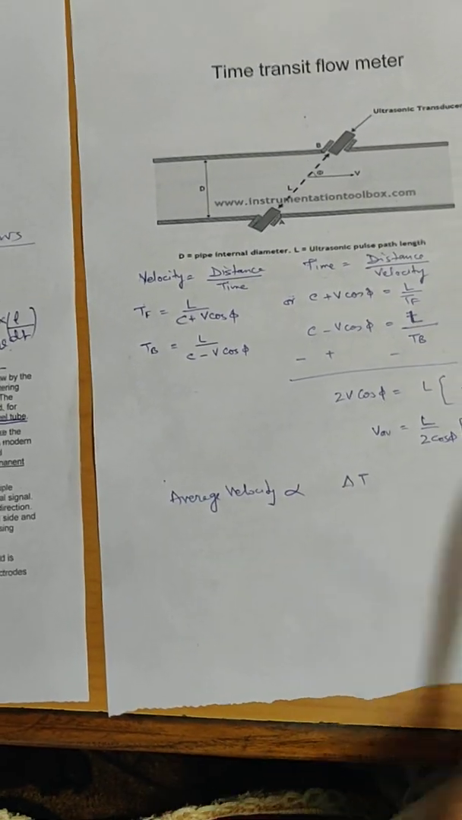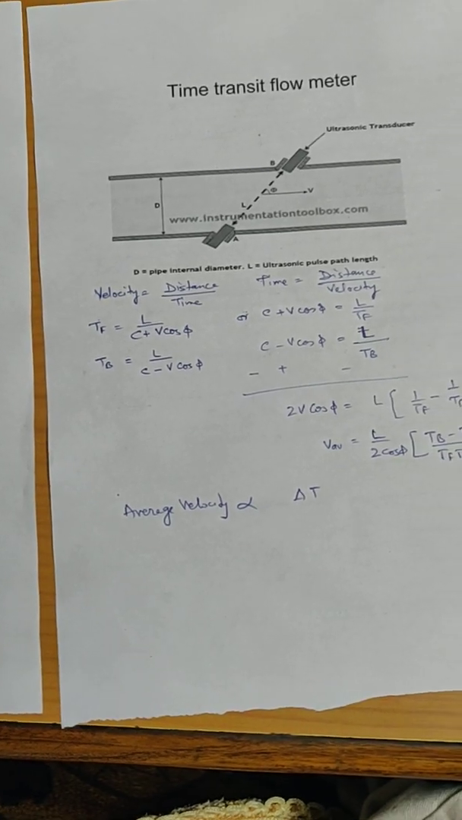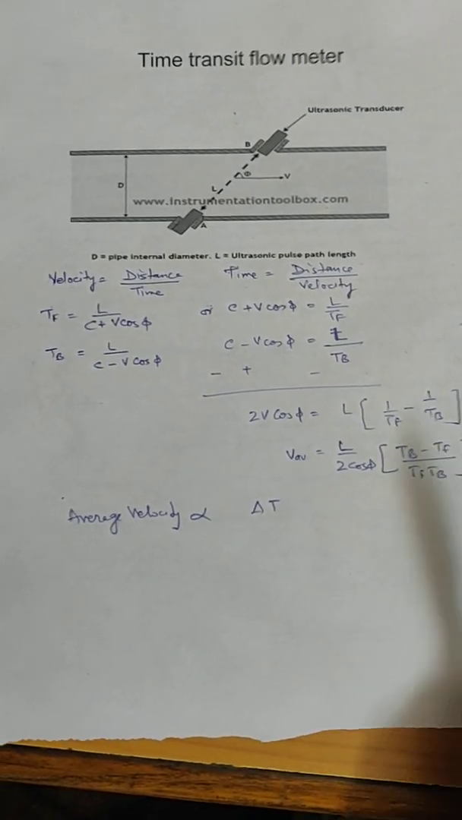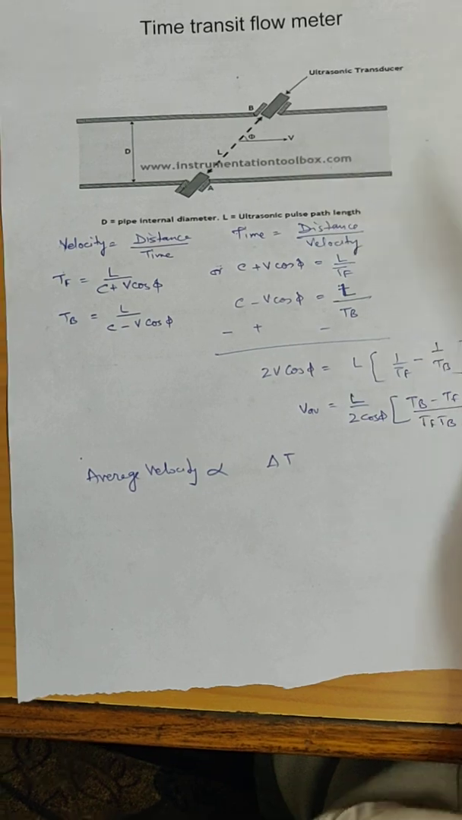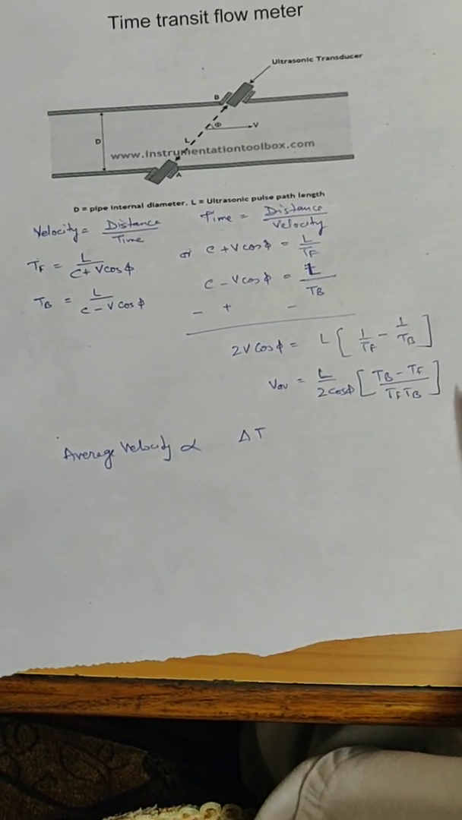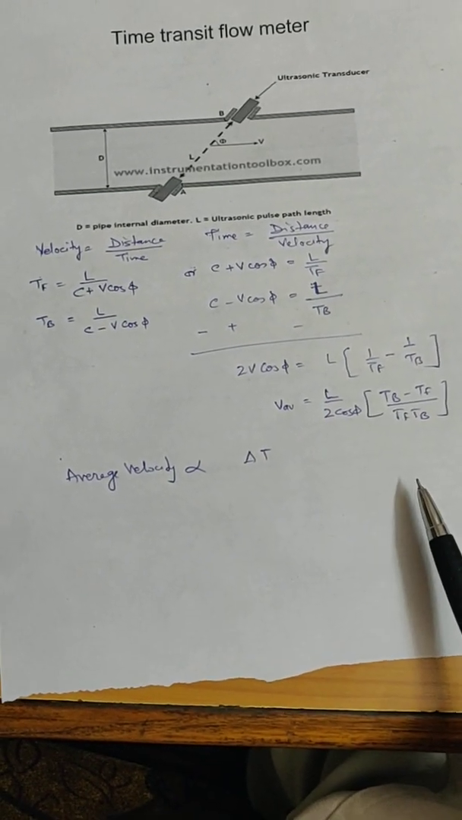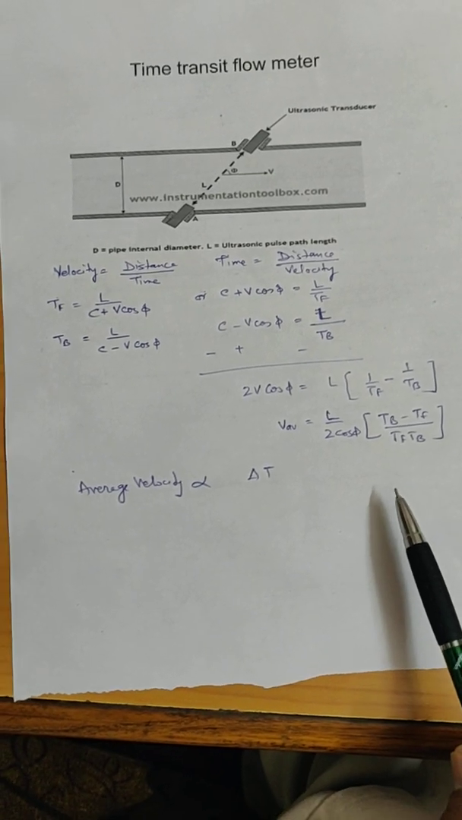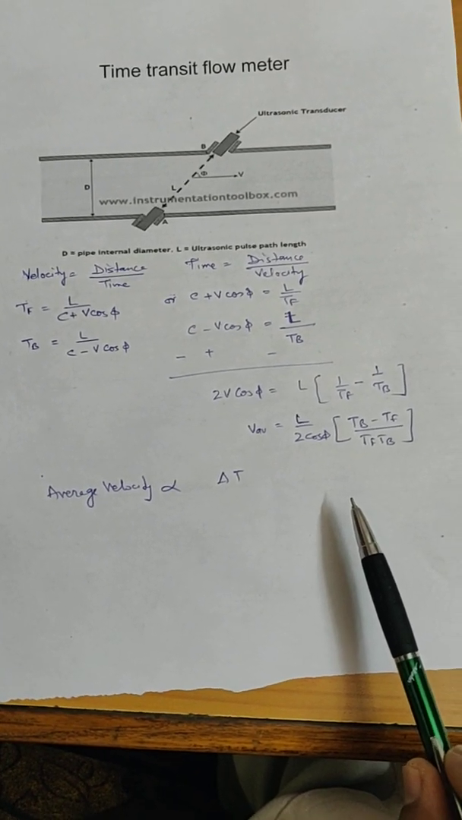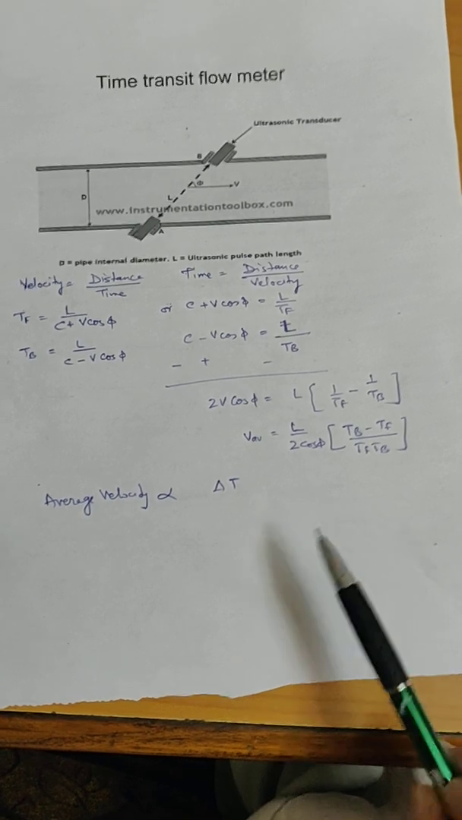So the average velocity is directly measured with the help of these two sensors. First we calculate the time, and then the average velocity is calibrated in terms of time. This is the working principle of the transit time type flow meter.